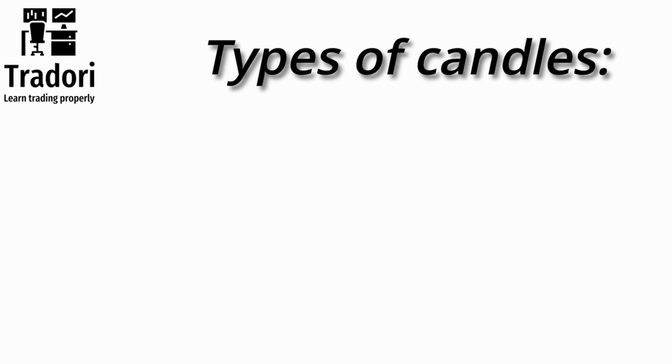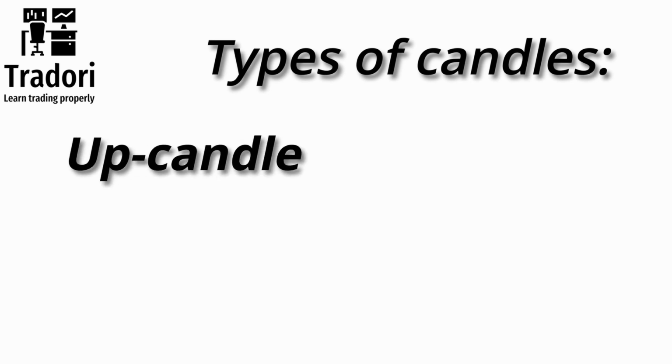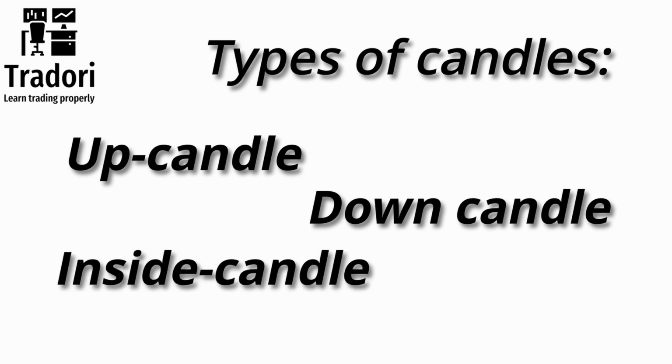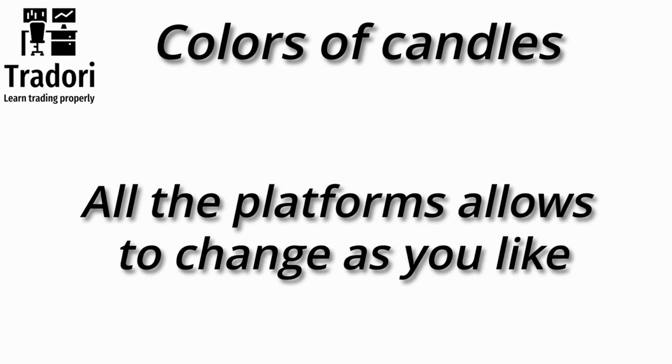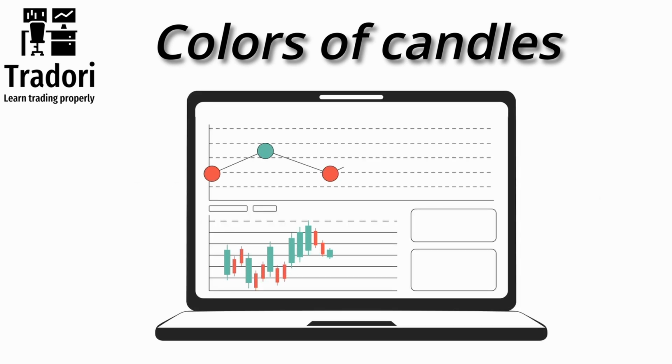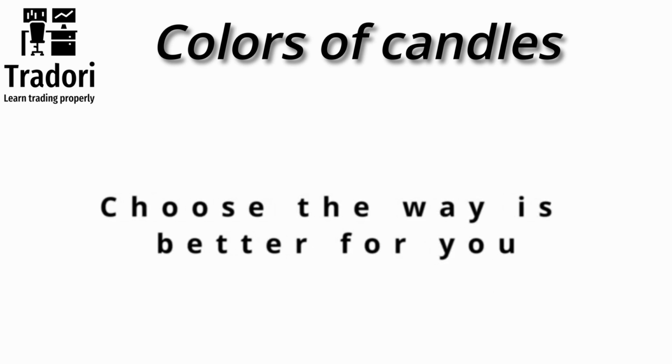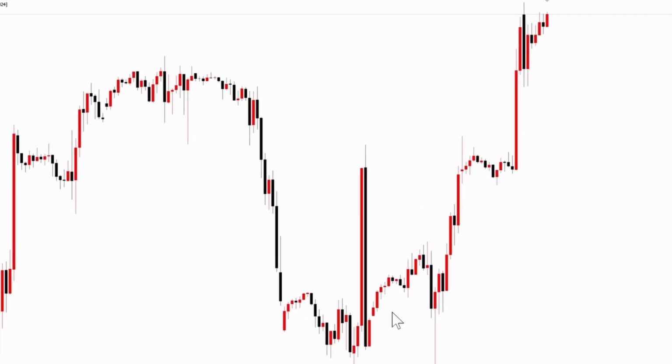Same as the bar chart, the candlestick chart has 4 main types of candles. Up candle, down candle, inside candle, and outside candle. Speaking about colors of candles, pretty much all the platforms allow us to change them as we like. Most traders prefer green as a climbing candle and red or black as a falling candle. However, it is your personal preference. As you can see, I chose red candles as climbing candles and black candles as falling candles. It is because visually it is better this way for me, and you should choose the way that is better for you.